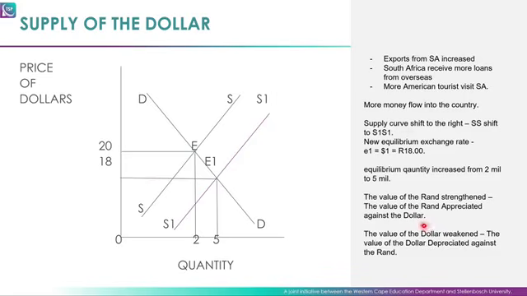Grade 12s, please make sure you use the correct economic terminology when discussing these, right? Talk about the value of the Rand strengthening and also explain what that means. It means the Rand has appreciated against the dollar. Right, so obviously here, there's an increase in exports, and once again, the same as with imports. If there's a decrease in exports, then it will go the other way again.